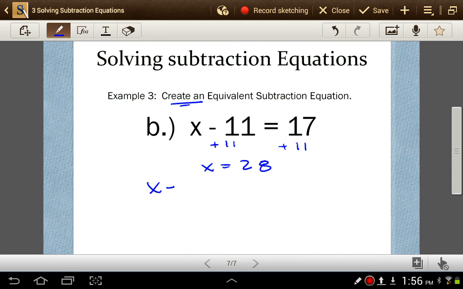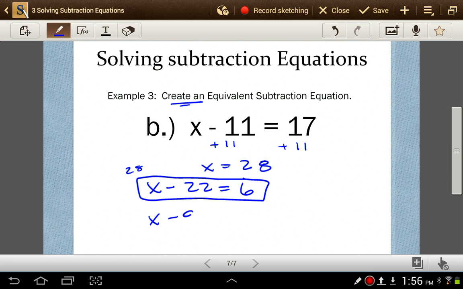X minus 22 equals, well, what is 28 minus 22? 6. So x minus 22 equals 6. Okay, 28 minus 22 equals 6, so that works. If you wanted another example, I could do x minus 9. Again, 28 minus 9, oh, that's 19. So that's x minus 9 equals 19. That is another equivalent subtraction equation. So there's 2 examples that you could write for those.